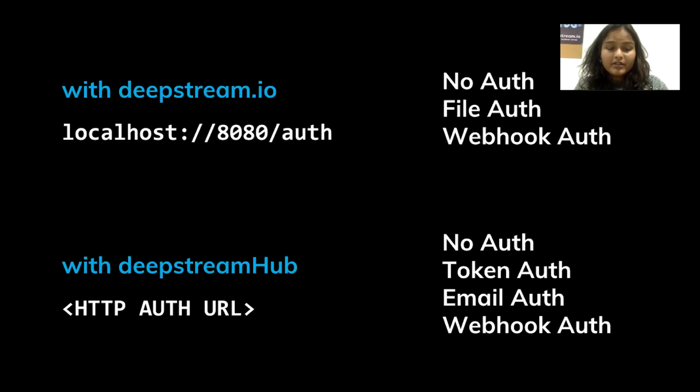So if you remember, with Deepstream, you have no authentication, file authentication, and webhook authentication as the different types of authentication possible. And with Deepstream Hub, you have no authentication, token auth, email authentication, as well as webhook auth that you can use as different types of authentication mechanisms, right?